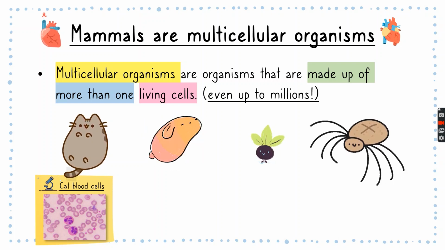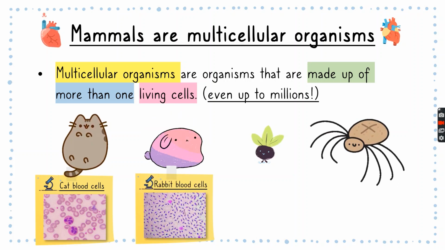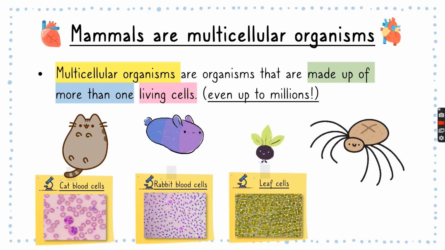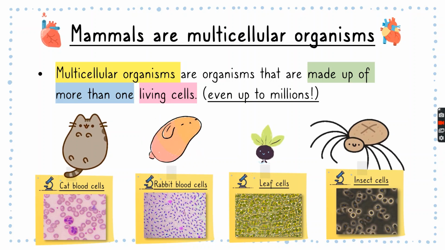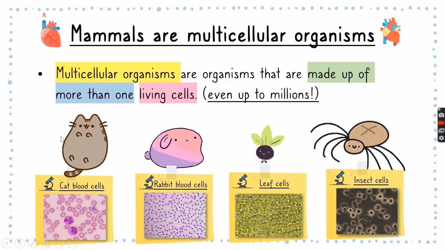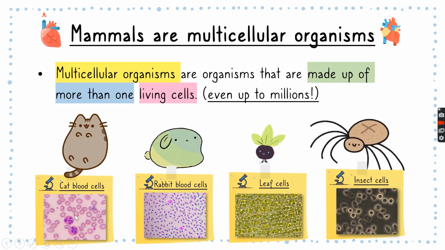So that is a real microscope picture of cat blood cells and also rabbit blood cells. Leaves don't have blood because they're plants, so we're looking at plant leaf cells there. And here we have insect blood, aka the insect cells. So you can see that all of these organisms, although they are big and they have their own different types of structures and shapes, all of them are actually made up of tiny little cells.